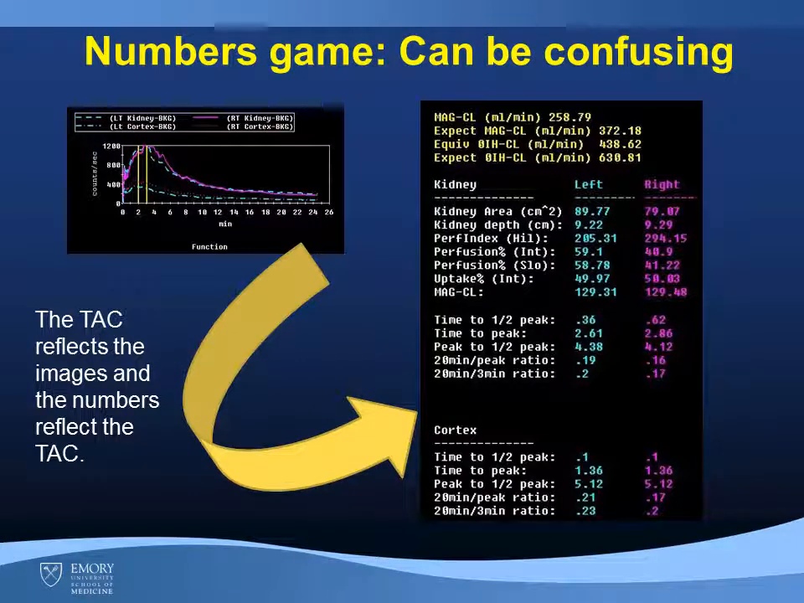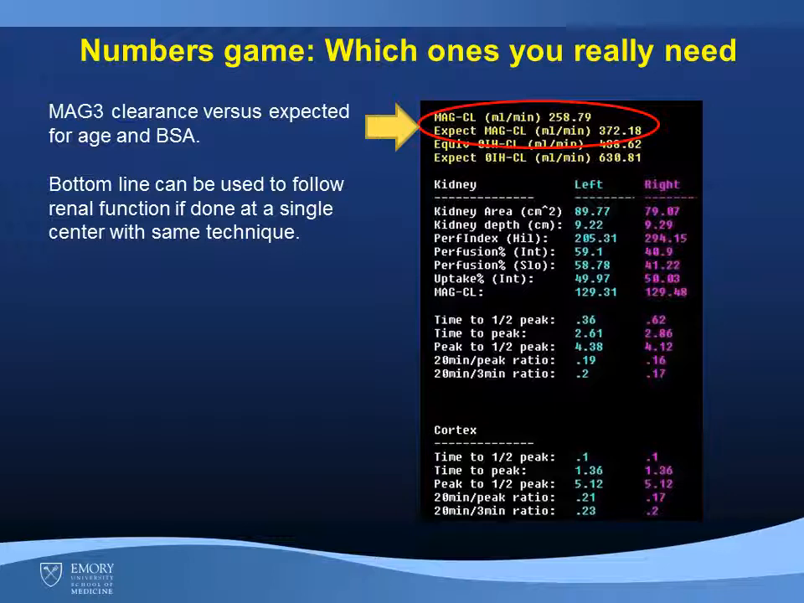There are also some numbers which are generated, and it looks daunting, but don't be confused. Let's just concentrate on the few important numbers we need to know. And just remember, the time activity curve reflects the images, and the numbers reflect the time activity curve. The first number we report is MAG3 clearance, and that is reported versus expected MAG3 clearance for age and body surface area. Now, this can reflect subtle parenchymal dysfunction, and the bottom line is it can be used to follow renal function if done at a single center with the same technique, so we report it.